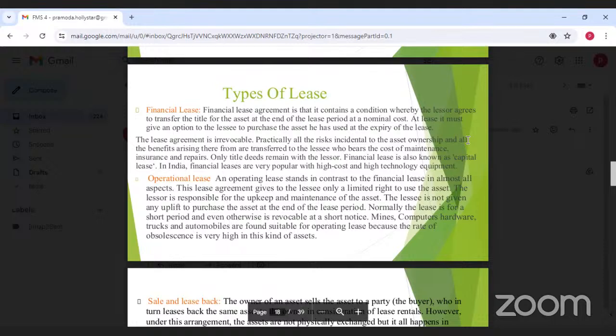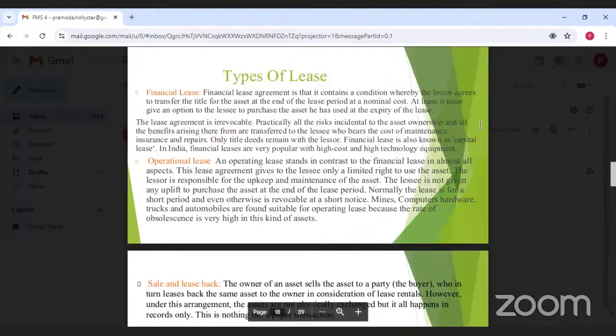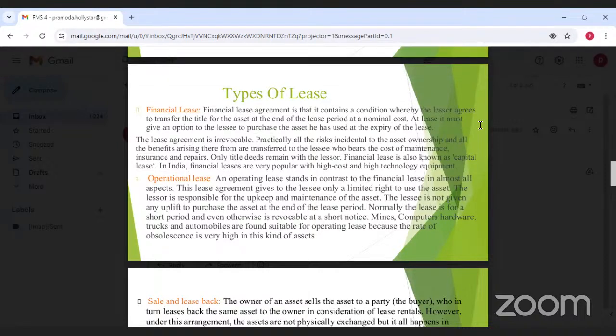Now let us come to what are the various types of lease agreements. There are basically four categories of lease contracts which are usually opted for in the financial market. Starting with the first one, financial lease agreement. A financial lease agreement is a kind of lease agreement where the owner of the asset agrees to transfer the property and the ownership rights of this asset to the borrower on the winding up or on the expiry of the lease agreement.